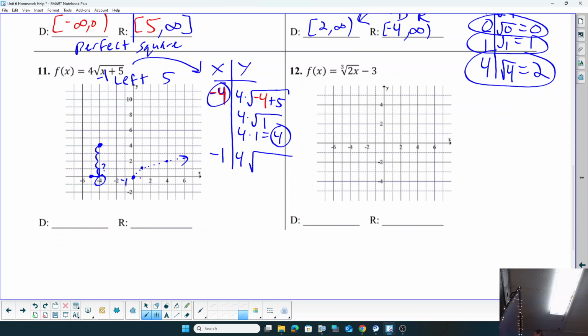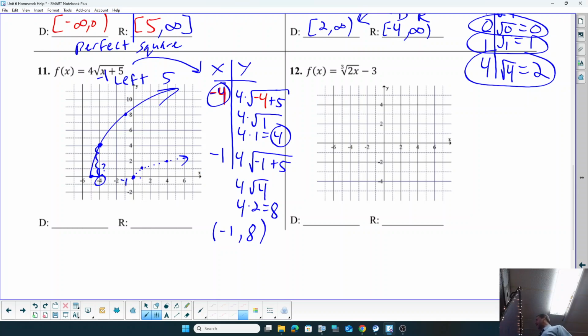So 4 times the square root of -1 plus 5. That's going to be 4 times the square root of 4, and the square root of 4 is 2. So we get 8. So -1, 8 is our coordinate there. So back up 1, and then 1, 2, 3, 4, 5, 6, 7, 8. So there are 3 dots taken off. We need 3 coordinate points.